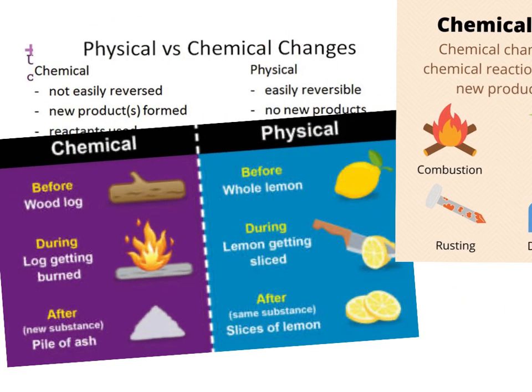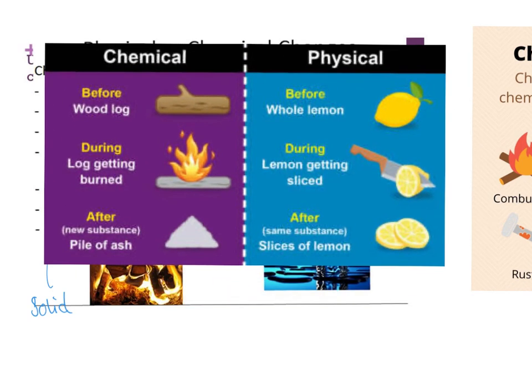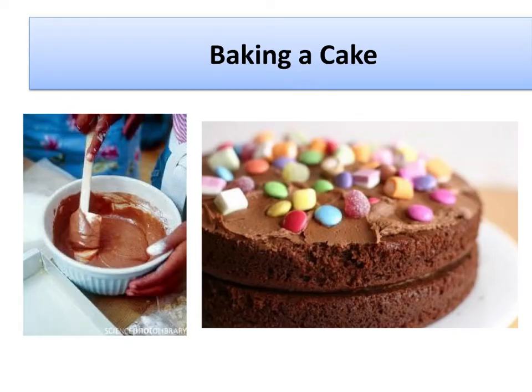And then finally, just to get this in your heads, the differences. So chemical, this is wood before, then we burn it, that's known as combustion. And that produces ash, which is a new substance. Whereas we've got a physical one here: before it's a lemon, during the reaction it's sliced, but after it's still a lemon. So within your notebook now, or on a table, it's up to you, I'm going to show you a series of reactions, and I want you to think about, are they a physical or a chemical reaction and why?